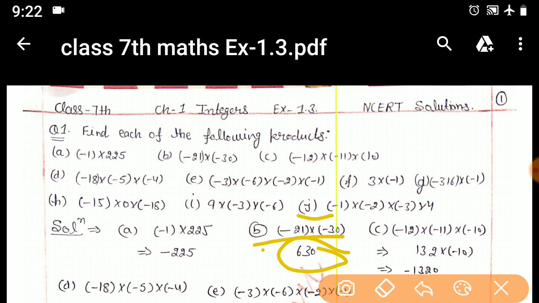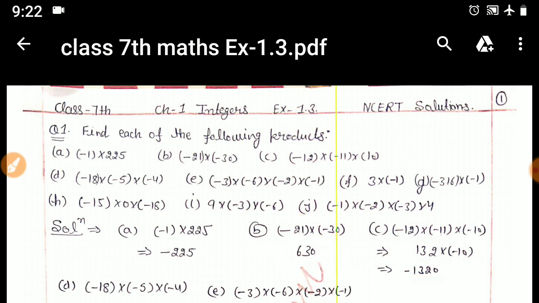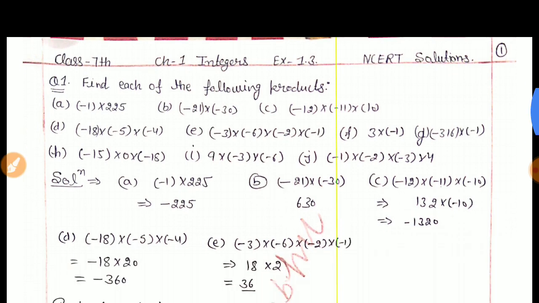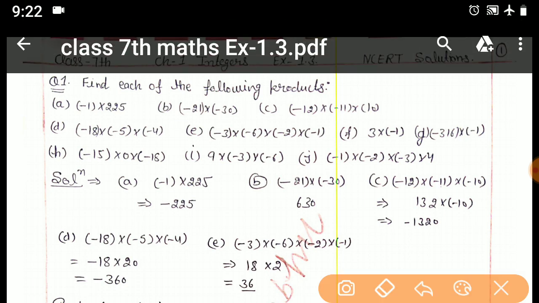Okay, similarly part C. First of all we have two negative integers, so their product will be positive. The product of 11 and 12 is 132. Now 132 is multiplied by minus 10. Here we have one positive integer and one negative integer, so their product will be 1320, and we will put a negative sign in front of their product.